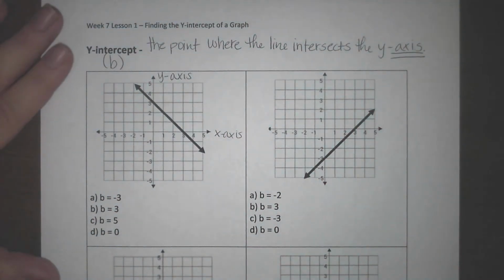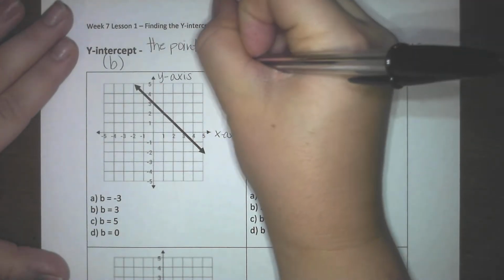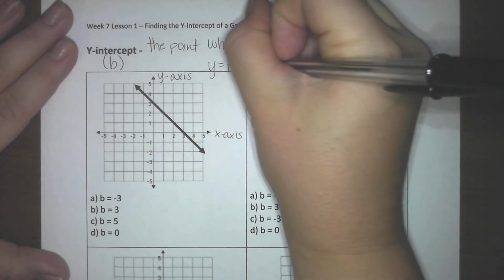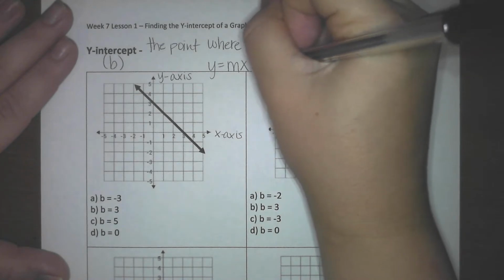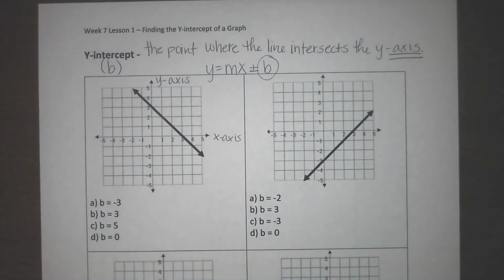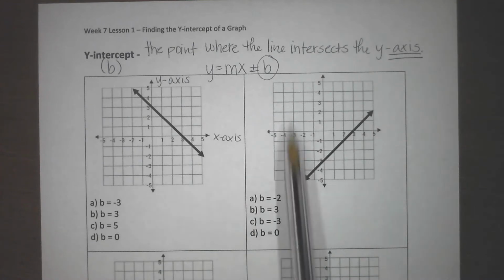If you ever see an equation, we're using this equation, y equals mx plus or minus b, because it could be plus or minus b. And we only care about the b today. We're not going to work on m or x yet. So let's just figure out finding b, and then we'll figure out which equation matches the graph.